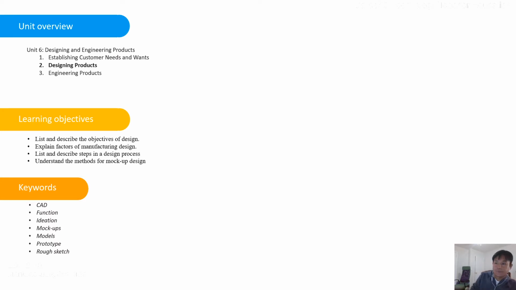So in the first module, I prepared four module objectives. The first one is to list and describe objectives of design. That means, why do we design? And then the factors of manufacturing design, and then list and describe steps of the design process. And then I want to highlight this one, markup design, the method of markup design. And those are keywords.